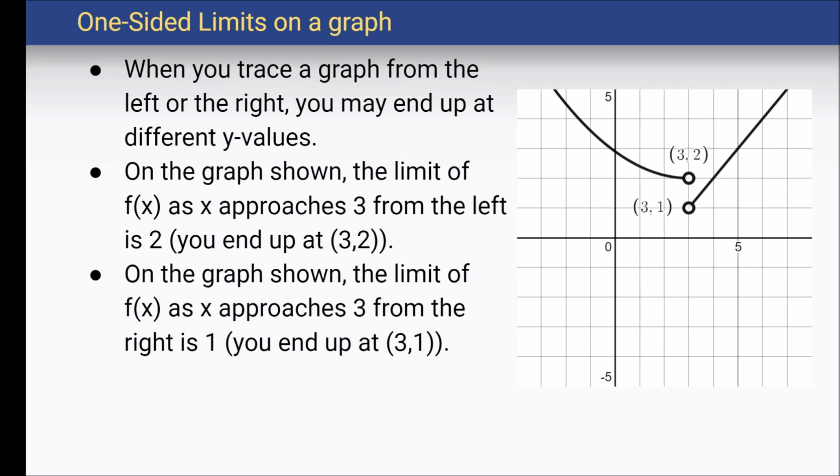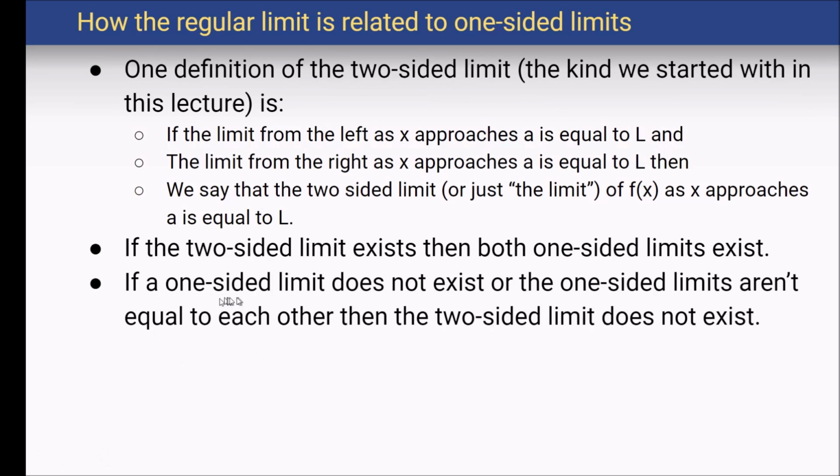The reason it doesn't exist is because, suppose it did exist. What would it be? What's the two-sided limit as x approaches 3? Is it 2 or is it 1? It doesn't make sense. You can't have the limit be equal to two things. So if the left-hand limit says the limit is 2 and the right-hand limit says that the limit is 1, then you don't have an answer to the question, what is the limit? Can't be 2 because this is 1, can't be 1 because this is 2. So you don't have an answer there. And that's why we would say that if a one-sided limit does not exist, or the one-sided limits are not equal to each other, then the two-sided limit does not exist.